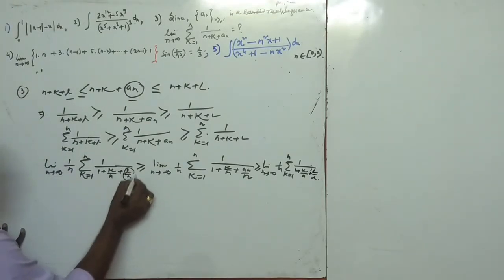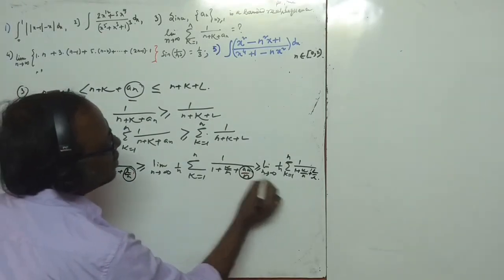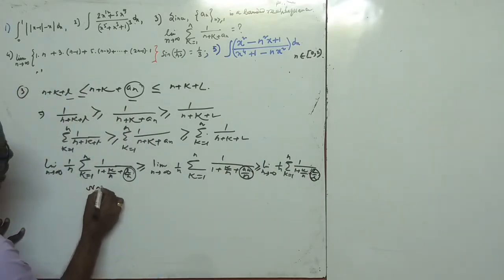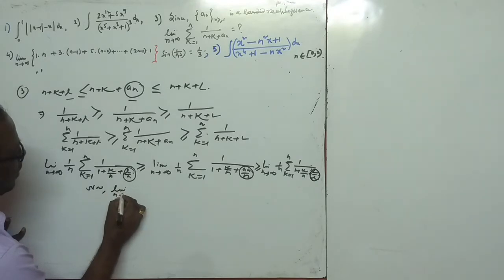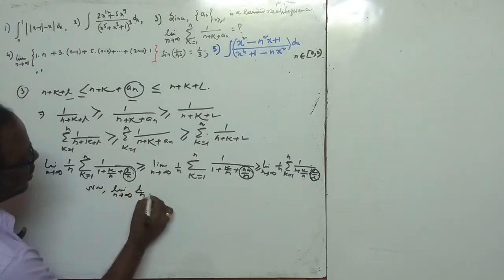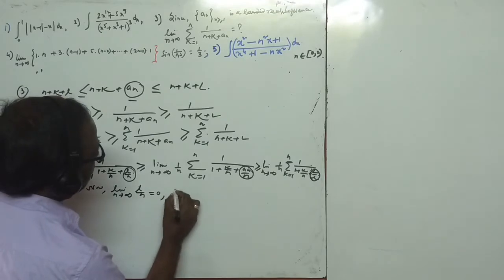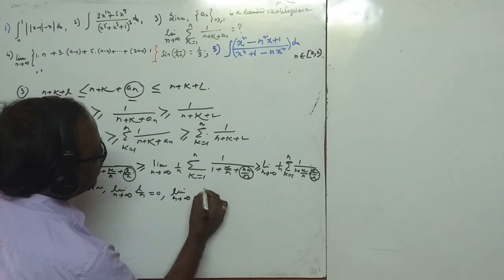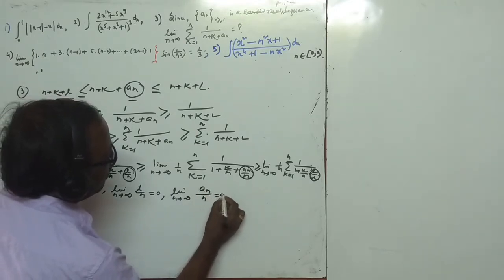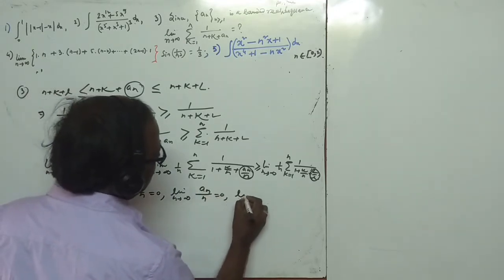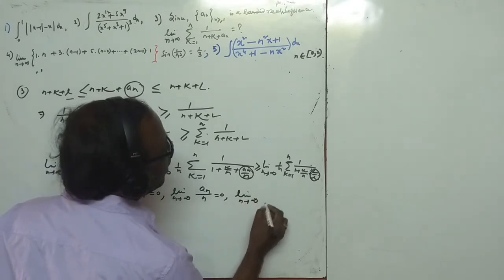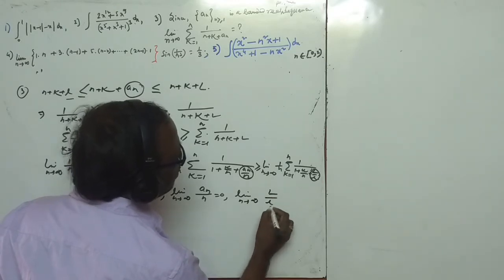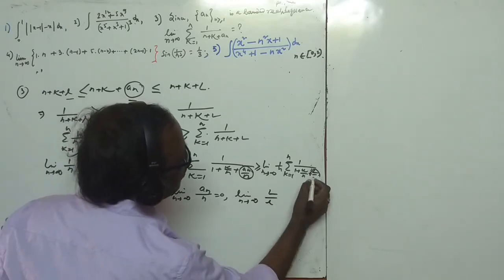Now these three parts. Now we can write here limit n tends to infinity and L by n. This is equal to 0, and also limit n tends to infinity, and that is n by n is equal to 0. And again limit n tends to infinity, and means k L by small n. Sorry, this is n. This is n here.